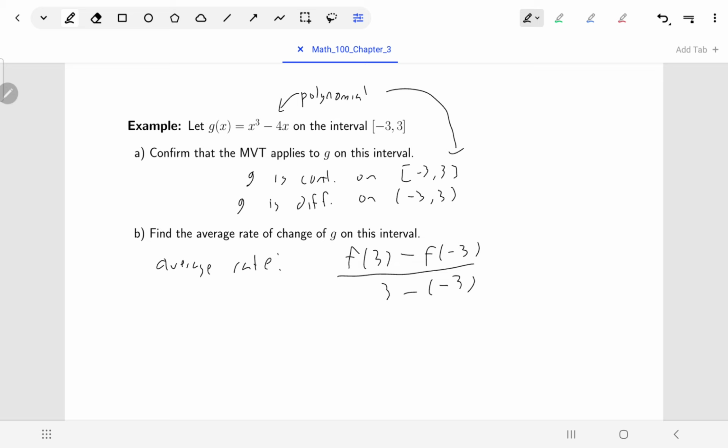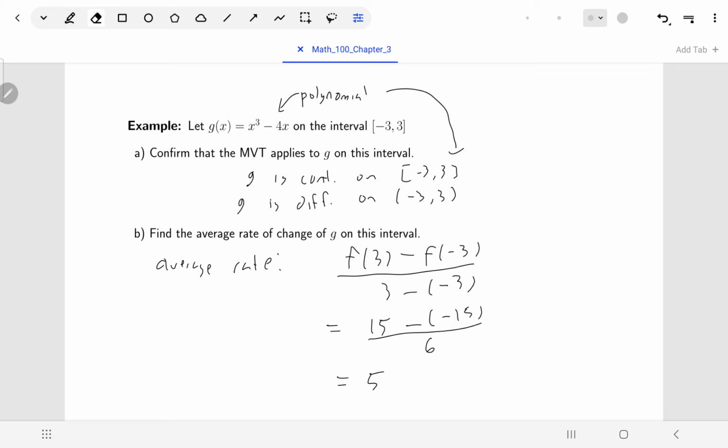This isn't a hard function to evaluate. If I put in 3 for x, f of 3 would be 27 minus 12, which is 15. When I put in -3 for x, I'll have -27 plus 12, which is -15. And 3 minus -3 is 6. Cleaning things up, I'll have 30 divided by 6, which is 5. So my average rate of change for g on that interval is 5.